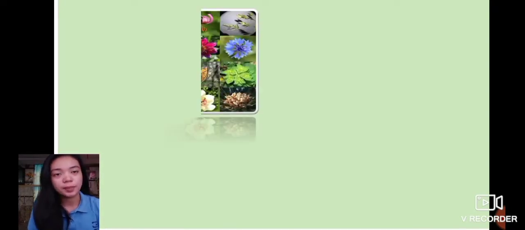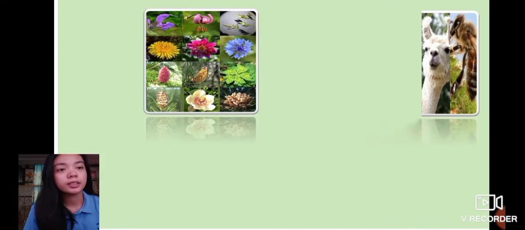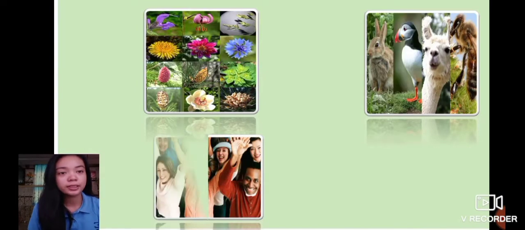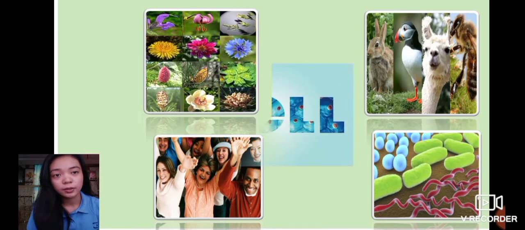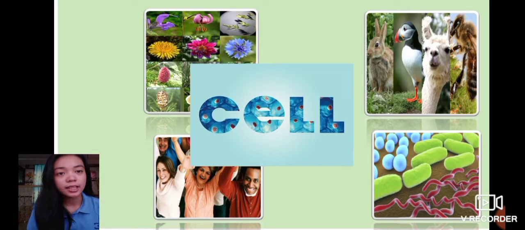Life is so wondrous and amazing because plants, animals, humans, and bacteria have something in common. Even though we are different in sizes and colors, we all have cells. That is the reason why cells are also known as the building blocks of life.